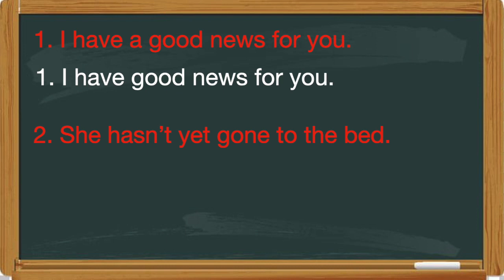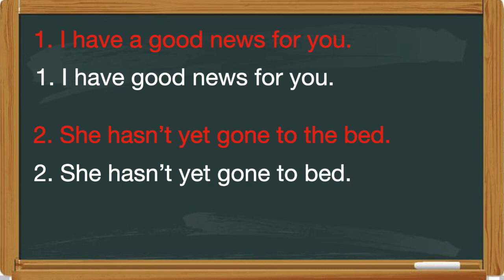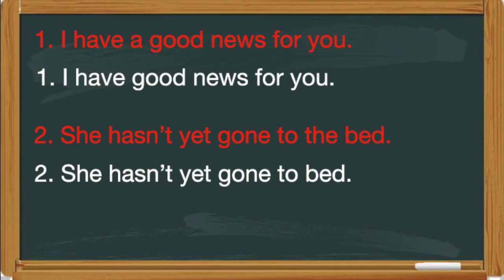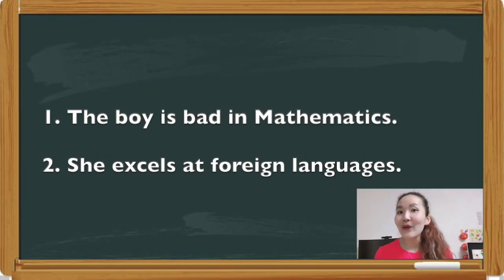For sentence 2, it's a general statement describing the current state, and we're not referring to a specific bed here, so we don't need to use the definite article the. So the correct sentence should be, she hasn't yet gone to bed. Another common mistake that many second language learners have. Can you see it here? The boy is bad in mathematics. She excels at foreign languages.